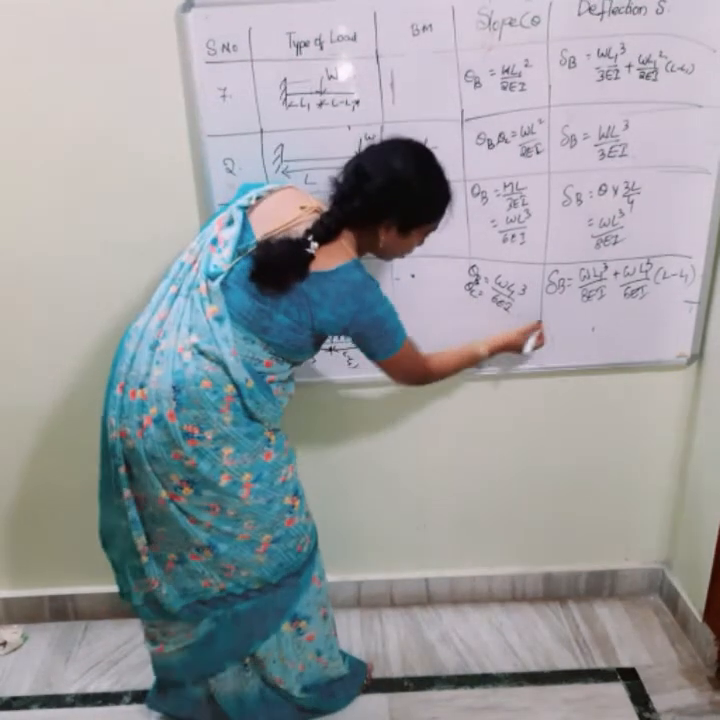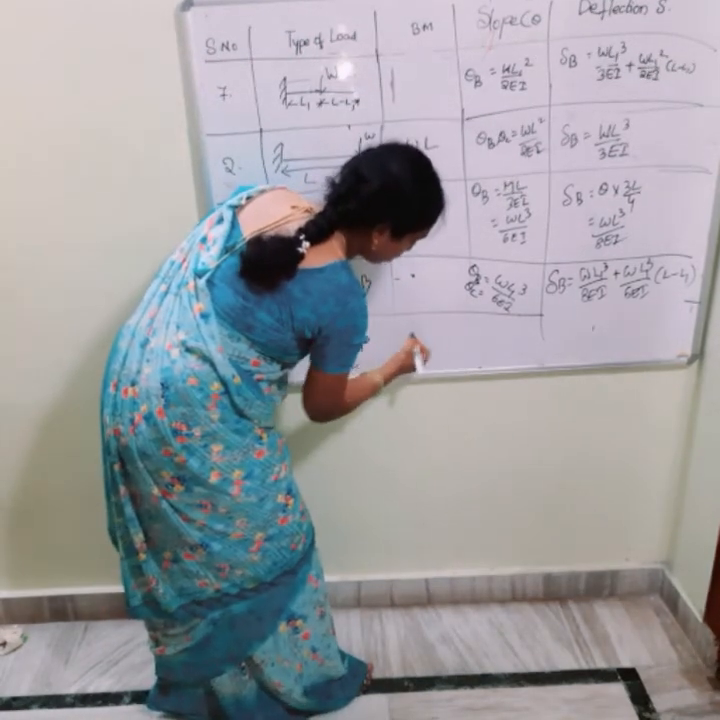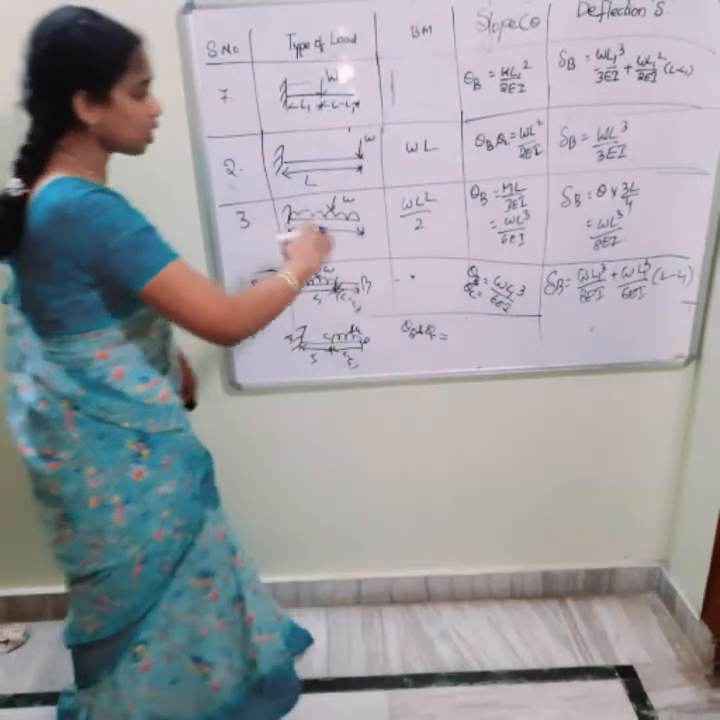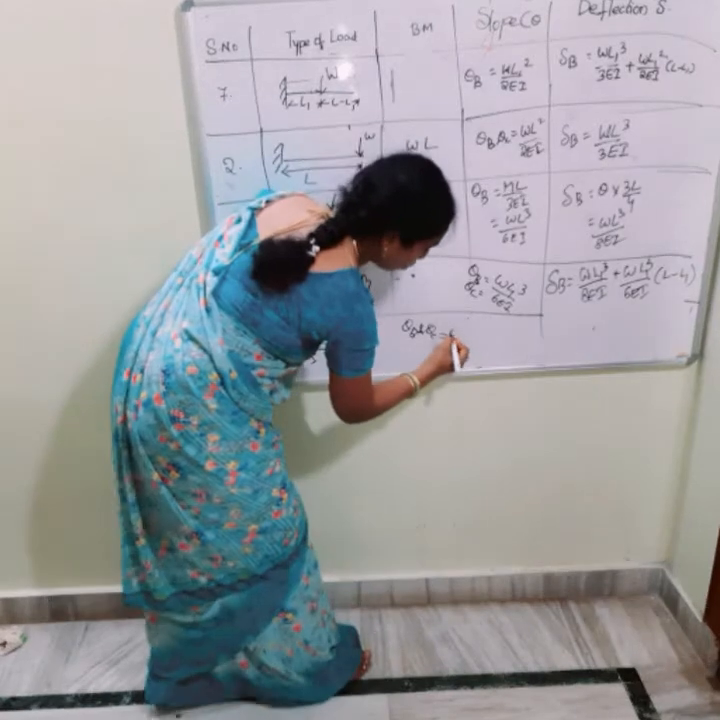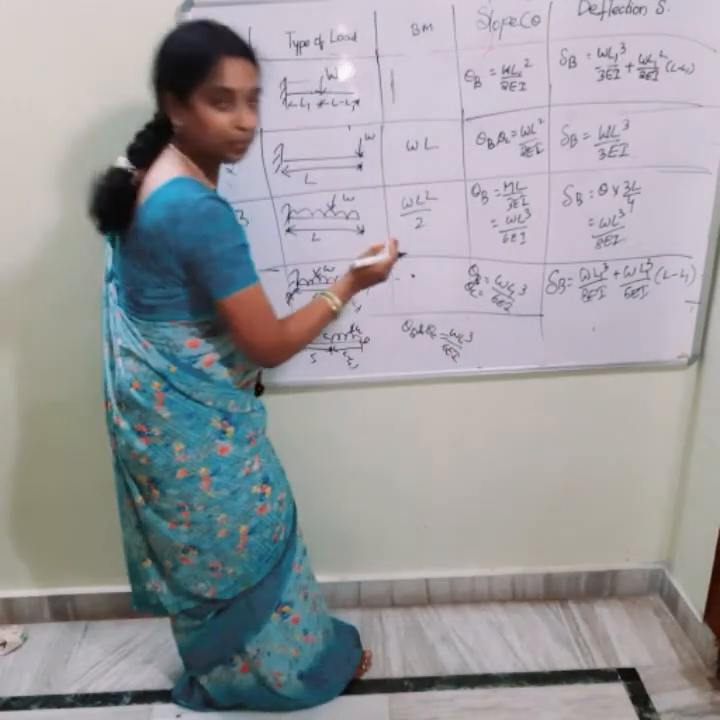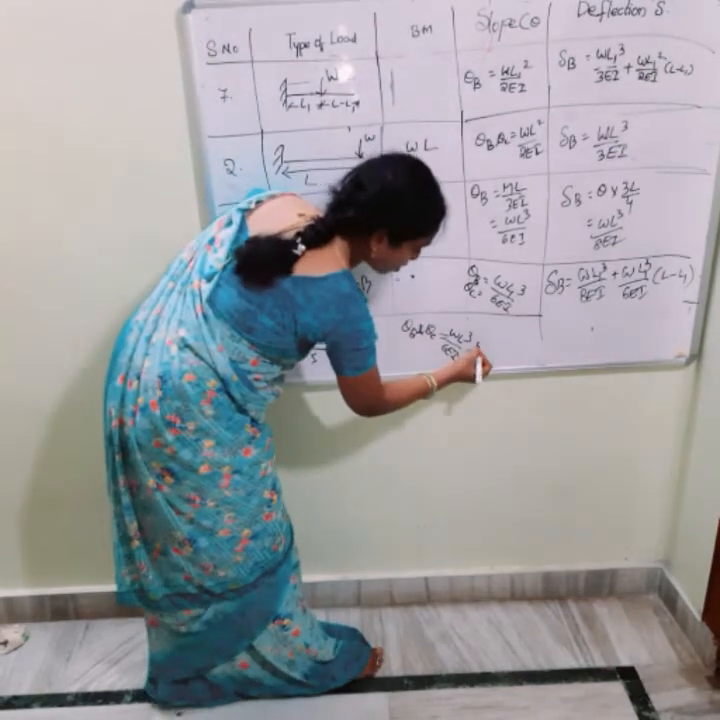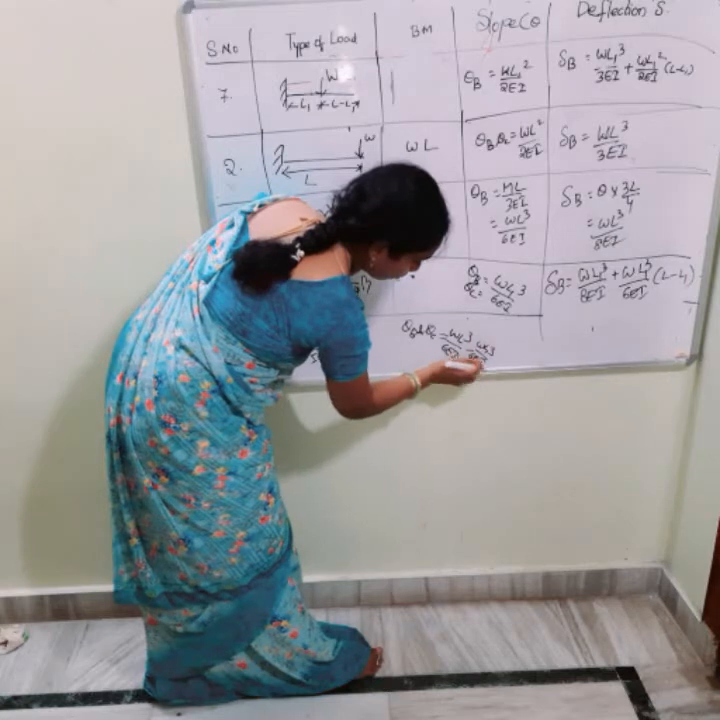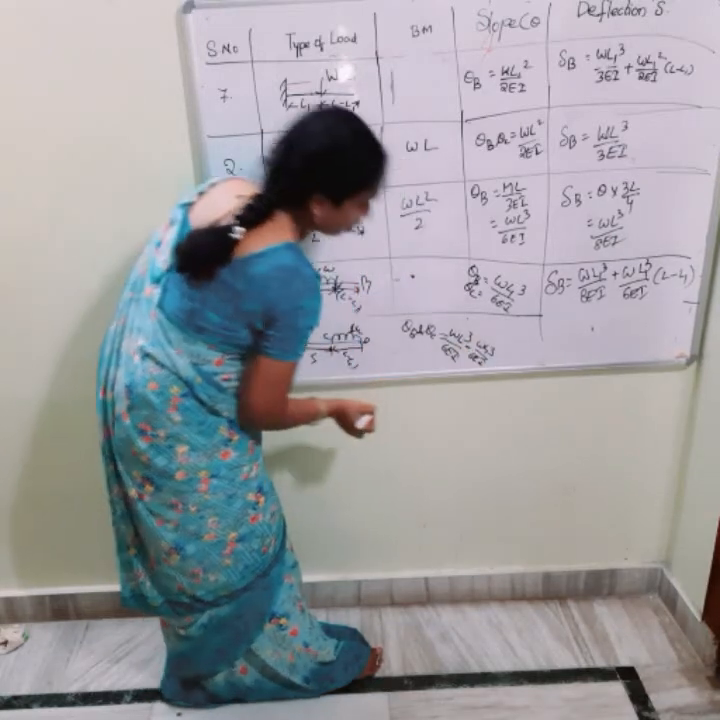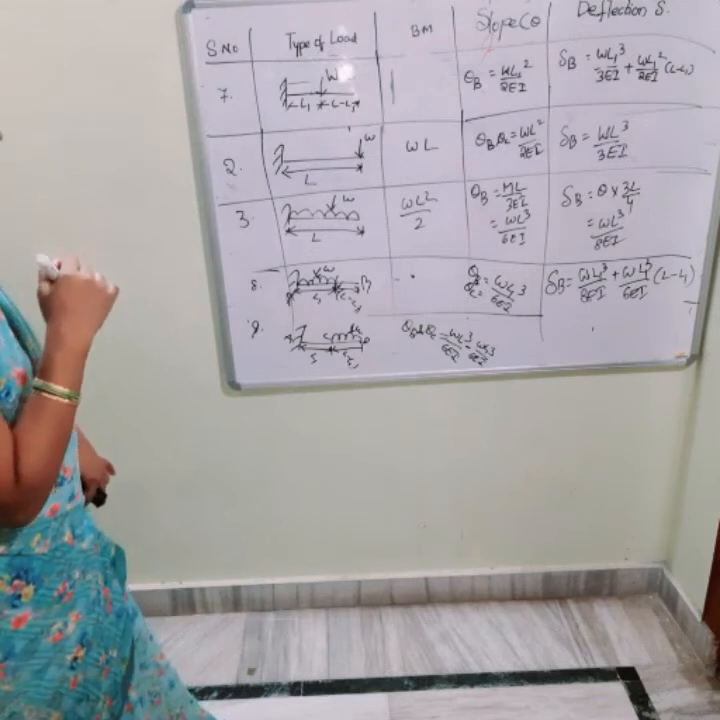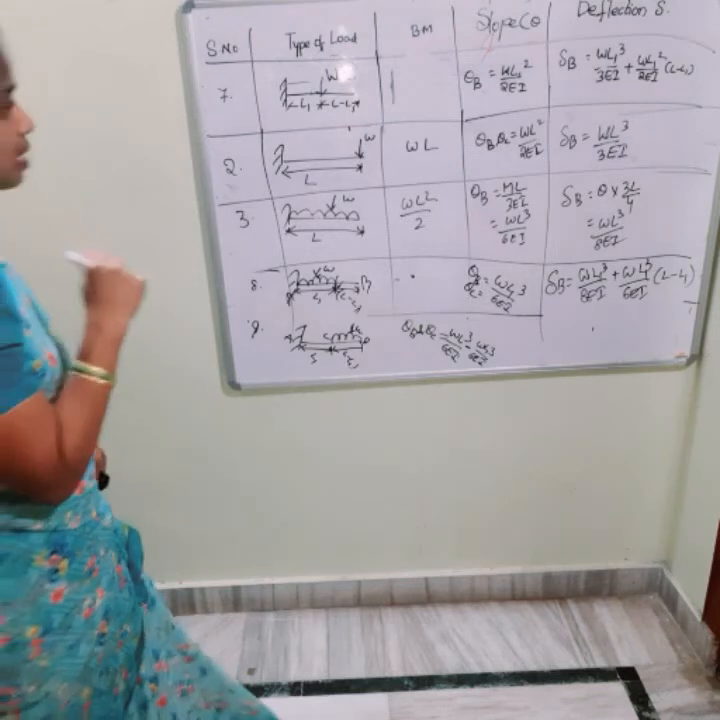See here, deflection. Theta B, delta B and delta C are equal to what? For the whole span, how much? WL cube by 6EI. Next, for the left half of the span, how much did I get? Minus WL1 cube by 6EI. Same here, see.